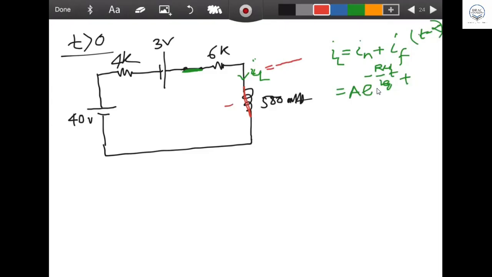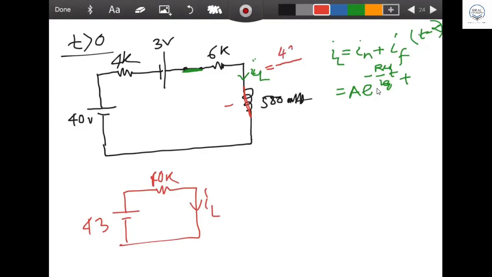What is the voltage? The total voltage is 43 volts. So you can think of it as a 43 volt source and 1 resistor. What is the resistor? 4 plus 6, 10K. The 2 voltages you add and the 2 resistances you add, and that gives the current IL. So you are getting 43 volts divided by 10K.